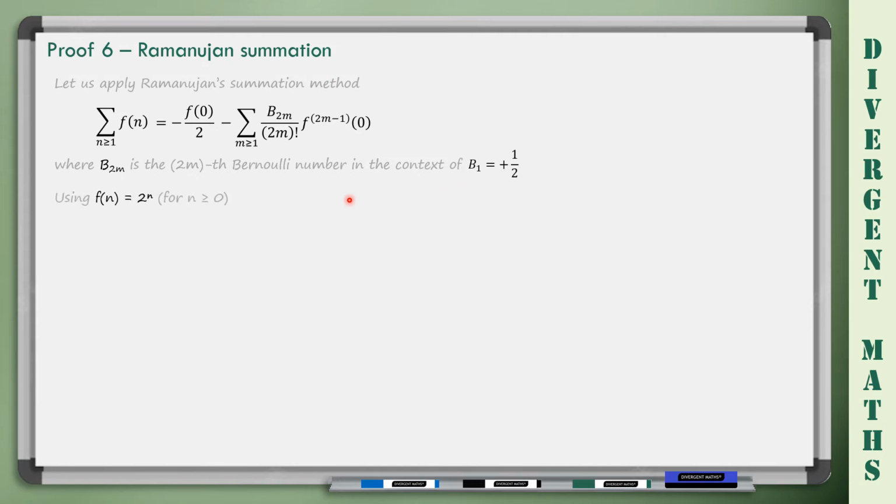Again, where b sub 2m is the 2m-th Bernoulli number, in the context of b1 equal plus 1/2. So if we use that formula with f of n equal 2 to the n, what do we get? f of n, 2 to the n, evaluated for n equals 0 gives us 1, 2 to the 0 power equal to 1. The first derivative, 2 to the n times log of 2, evaluated at 0 gives us f prime of 0 equal log of 2. Second derivative, 2 to the n times log of 2 squared, same, we multiply by another log of 2, which evaluated at 0, f double prime at 0 is log of 2 squared.